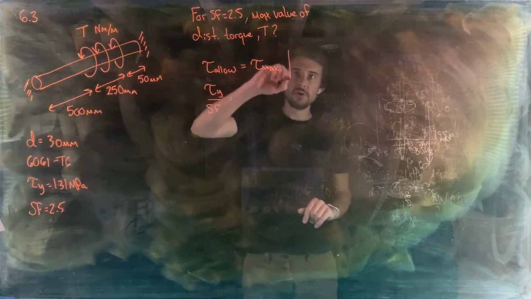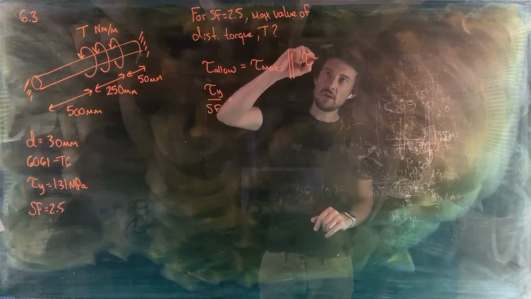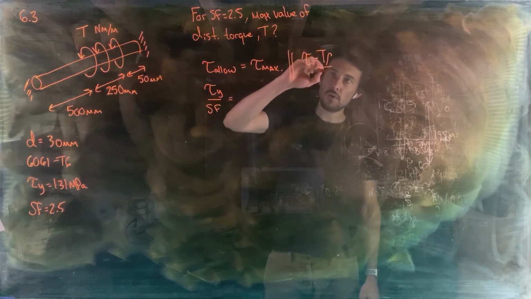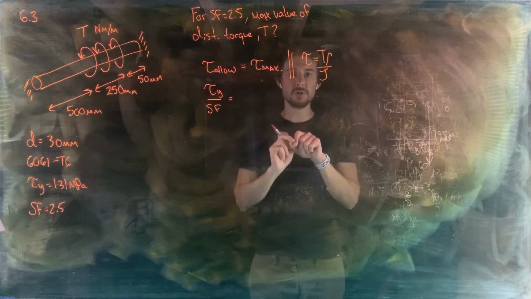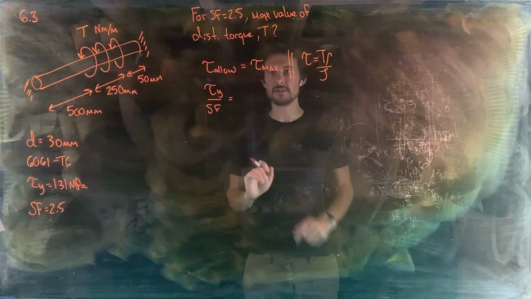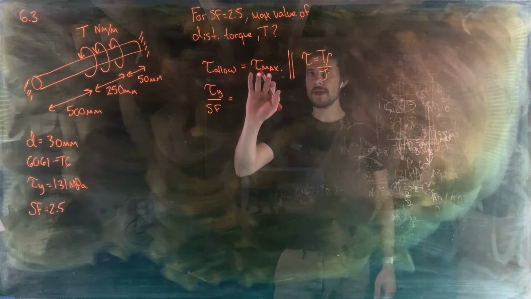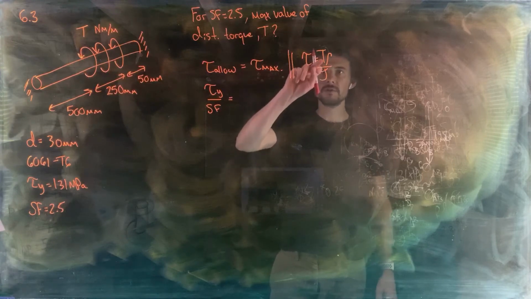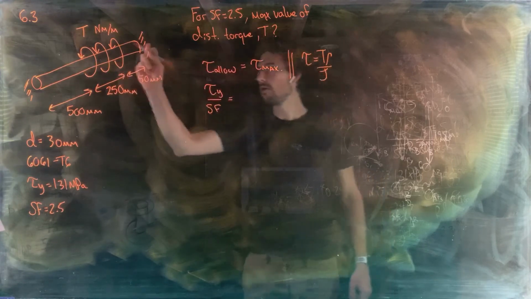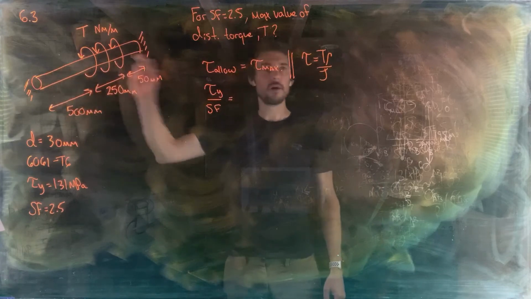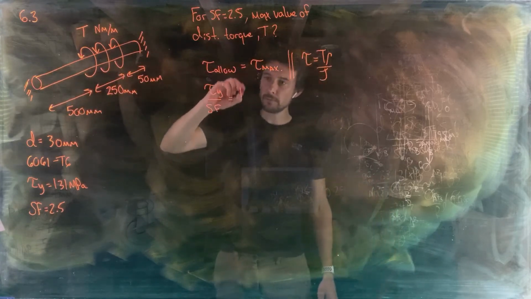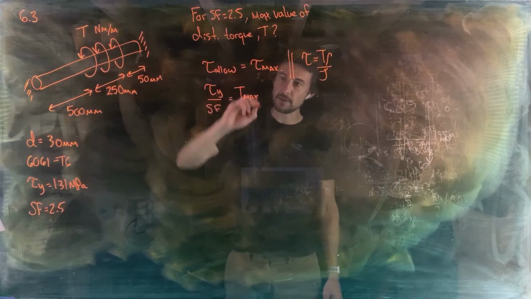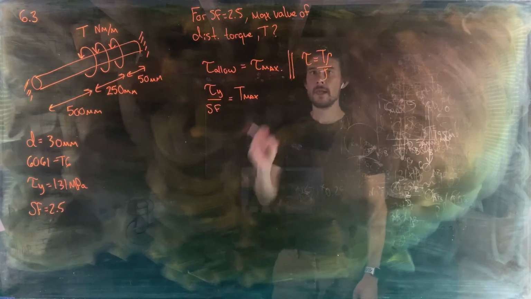And then we're using our equation tau equals T rho over J here to calculate what the maximum shear stress is going to be in this object. So what's the maximum shear stress going to be? Well, it's going to be longitudinally along the object wherever the internal torque is maximum. So here we've got maximum internal torque.